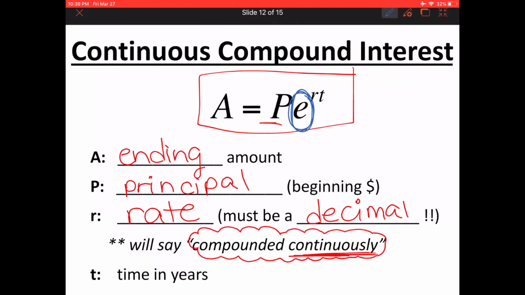Remember, the letter E is our special constant value, okay? And you can find this in the calculator by doing second and then the division symbol. Okay, that's where you can find the letter E in the calculator. T is the time in years. So here in the exponent, we have T for time. Let's go ahead and use this formula now.